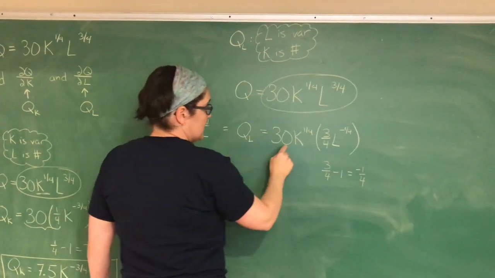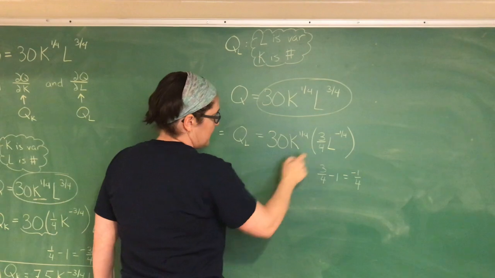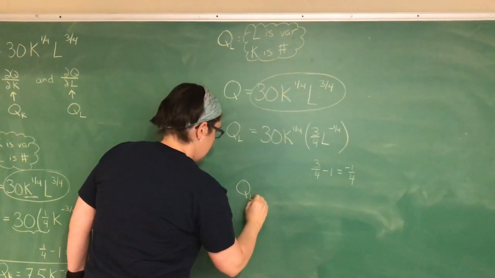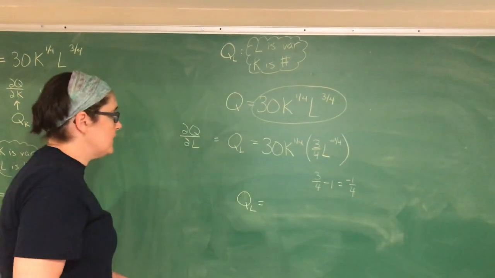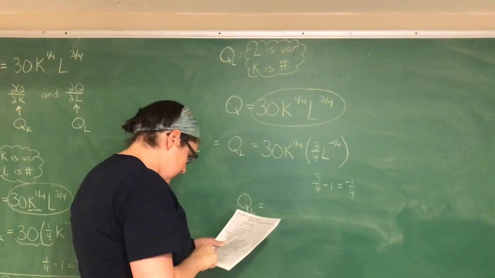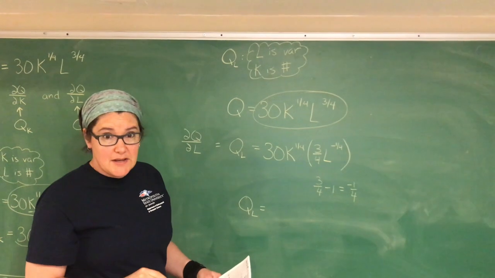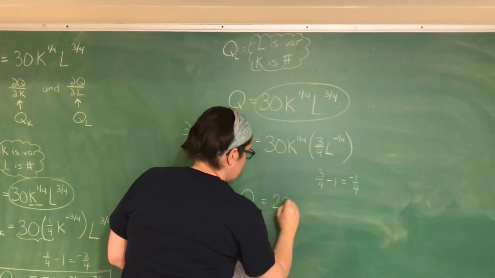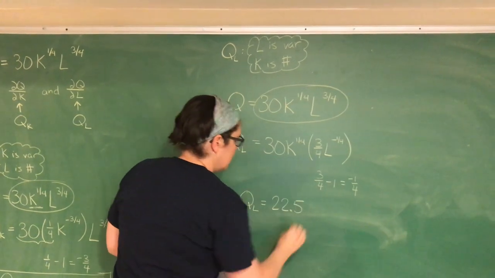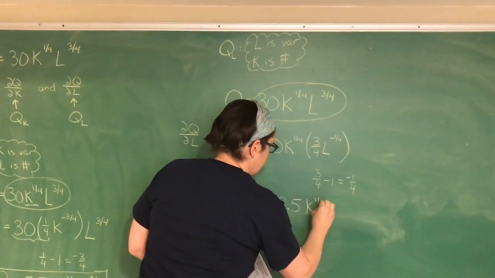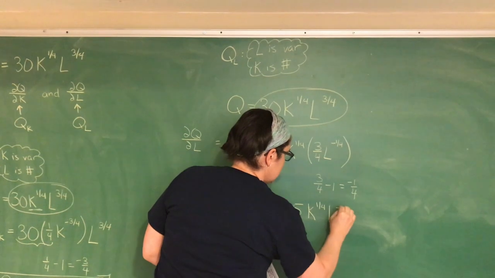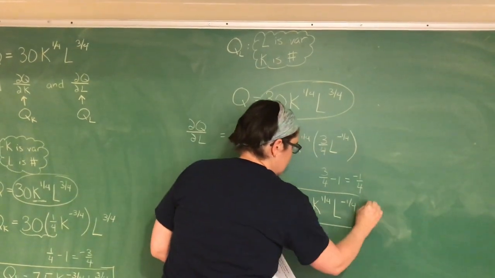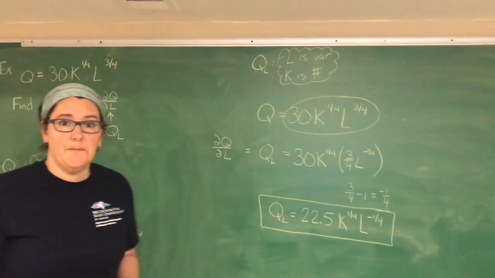Final step is to clean up. So I have 30 times the 3/4, so I'll push the 3/4 to the front. I checked this ahead of time on my calculator. 30 times 3/4 is 22.5. So I have 22.5 K to the 1/4 L to the negative 1/4. And so this is my partial derivative of Q with respect to L.